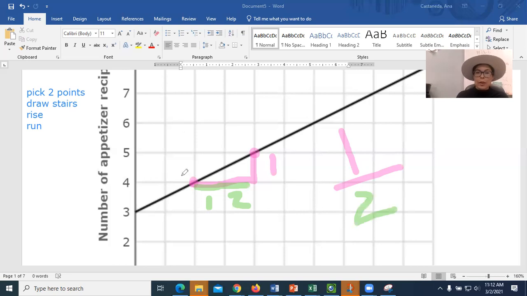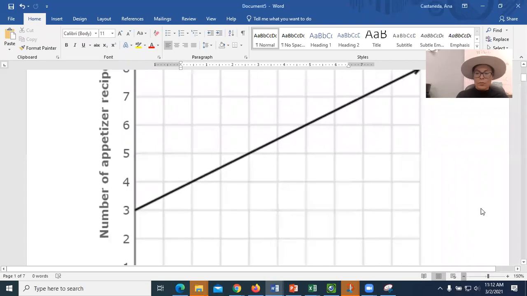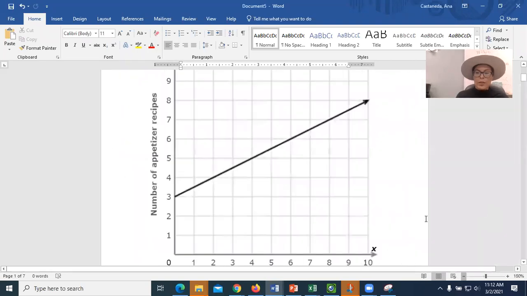If I were to write my name, my name is going up. So it's going to be a positive 1 over 2. And that's my slope. So let's do another one. Okay, let's do the next one.